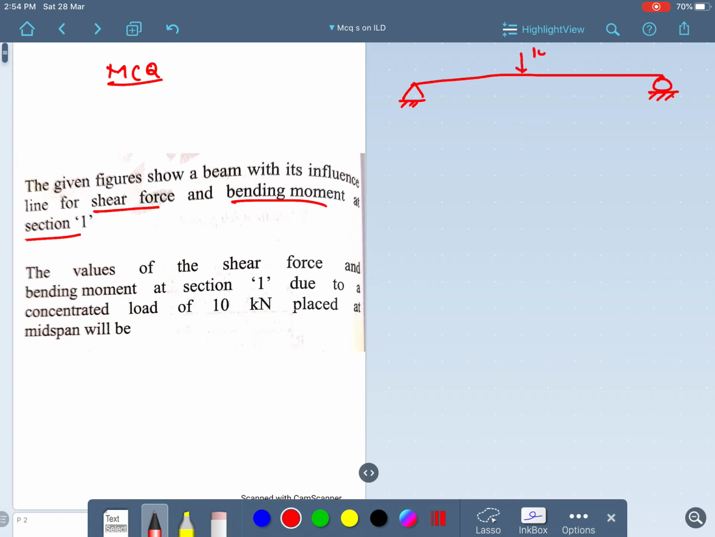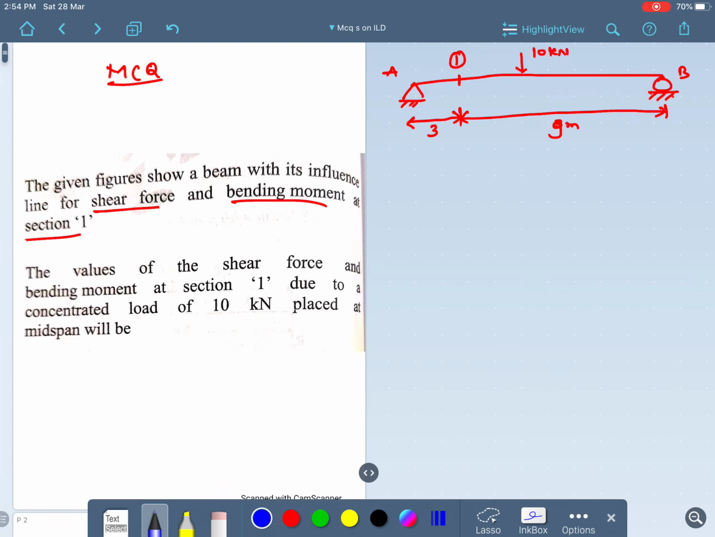A 10 kilonewton load, a moving load, is moving from point A to point B, and they are asking us to find the values at a given section. Here this is called section 1. At this section we need to calculate the shear force as well as the bending moment. It is given that this distance is 3 meters, and the remaining distance is 9 meters. So the total distance is how much? It becomes 12 meters. So now the main motto is to find the shear force and bending moment at section 1-1.